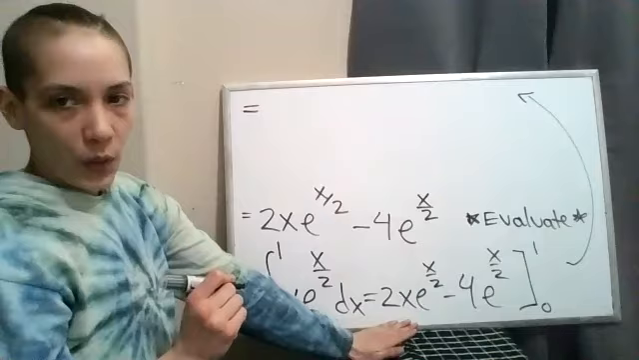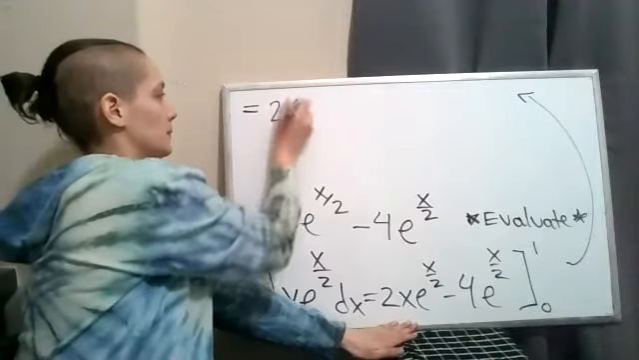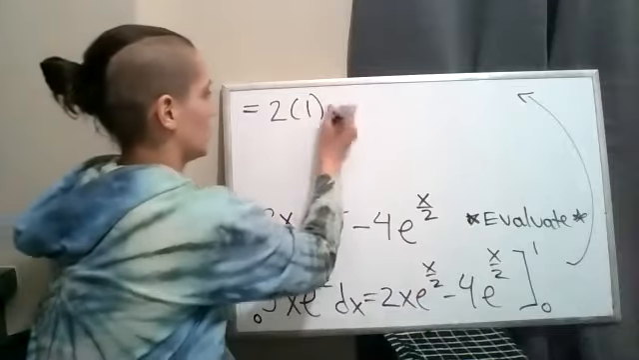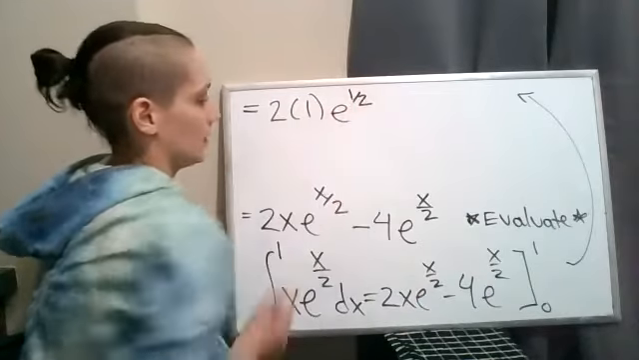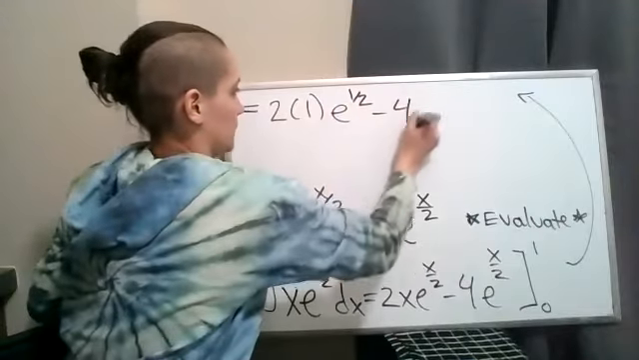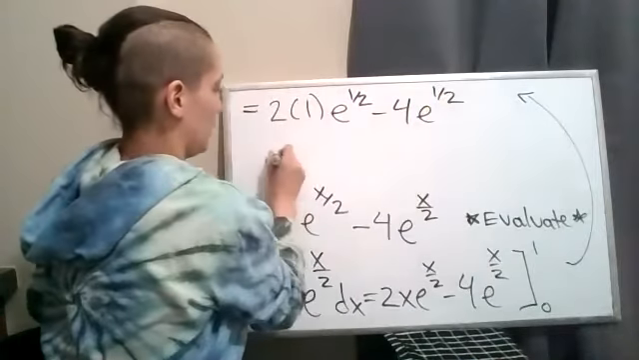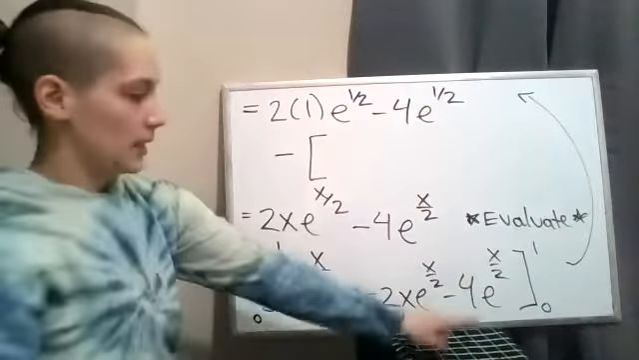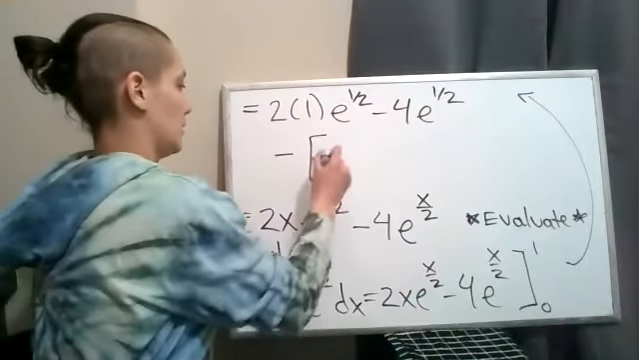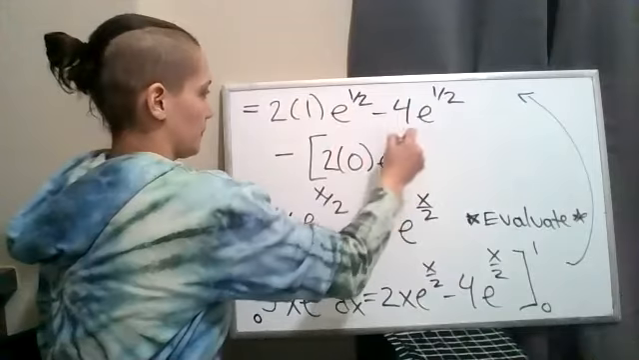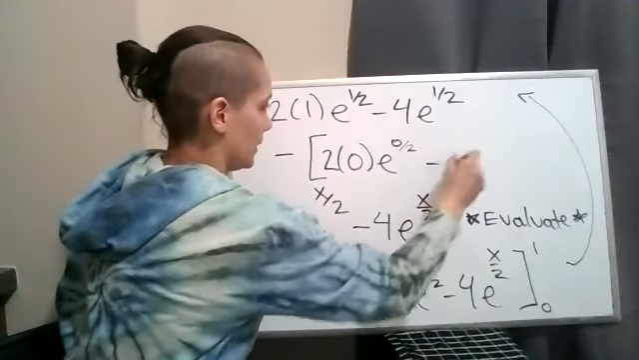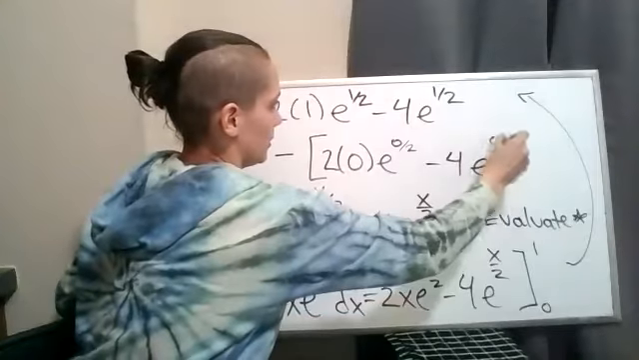So put in 1 for x. 2 times 1 e to the power of 1/2, minus 4 e to the 1/2. Minus, put in 0, 2 times 0, e to the power of 0, you can put it over 2 if you want to, minus 4 times e to 0 over 2.